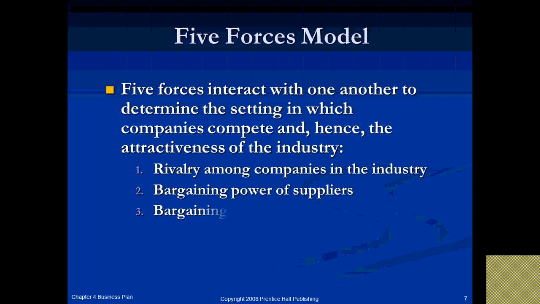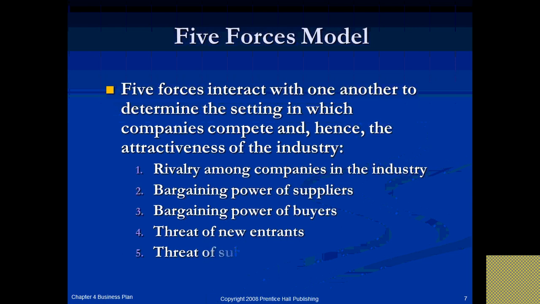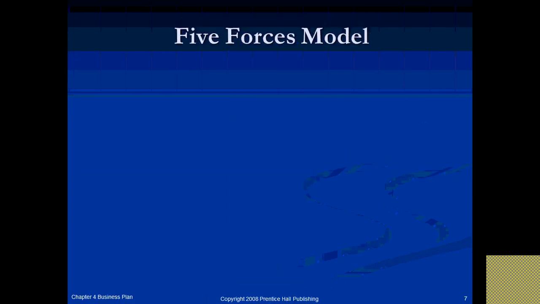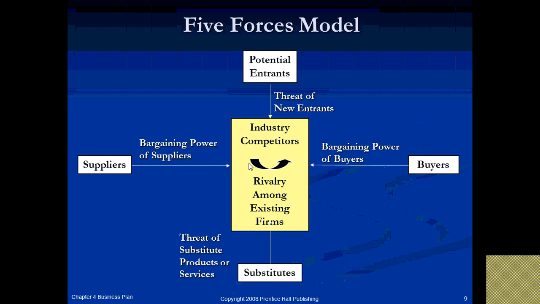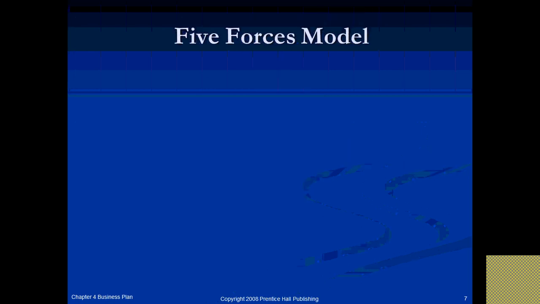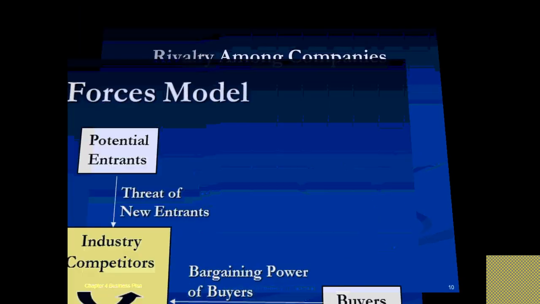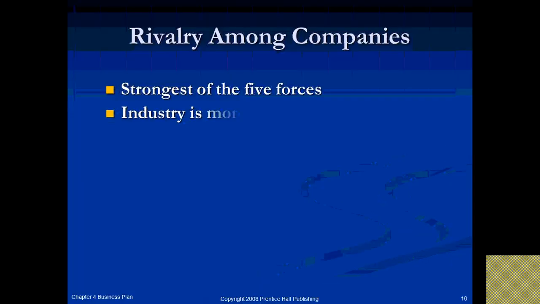We look at the bargaining power of the suppliers. We look at the bargaining power of buyers. And we look at the threat of new entrants as well as the threat of substitute products or services. And these are the criteria. These are the 5 criteria that we're going to use to assess if the market is attractive. And firstly, we're going to look at the rivalry among existing firms.